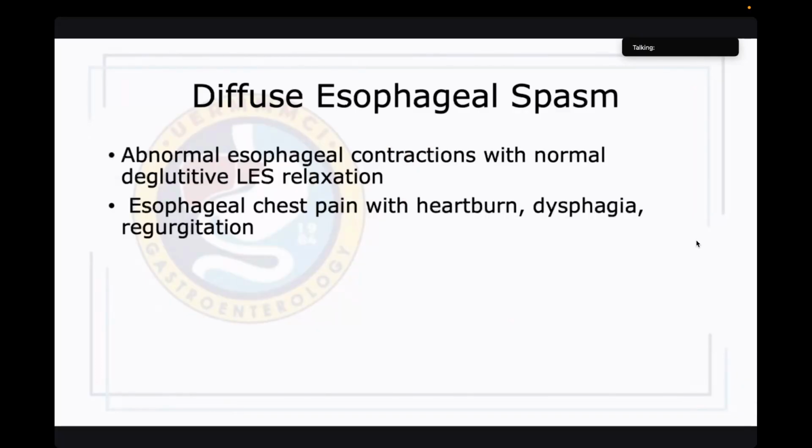Another motility disorder of the esophagus is diffuse esophageal spasm or DES. This is a rare condition. In contrast to achalasia, there is normal LES relaxation, but there are abnormal esophageal contractions which are simultaneous and uncoordinated.